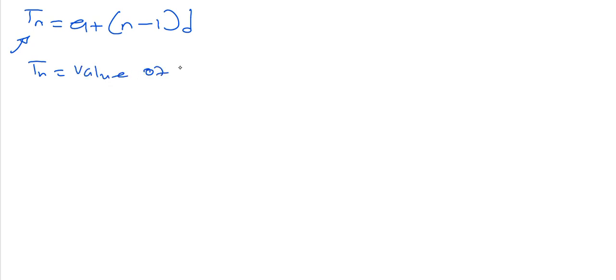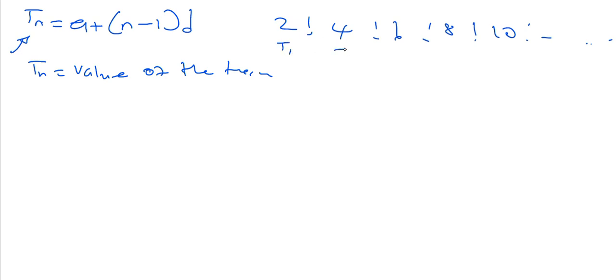So let's have a sequence here: 2, 4, 6, 8, and 10, and so on. So this is a Tn. Here we have term number 1, term number 2, term number 3, number 4, number 5. This is the value of the term n. Remember, n stands for the number of a term. This is term 1, term 2, term 3, term 4, term 5.